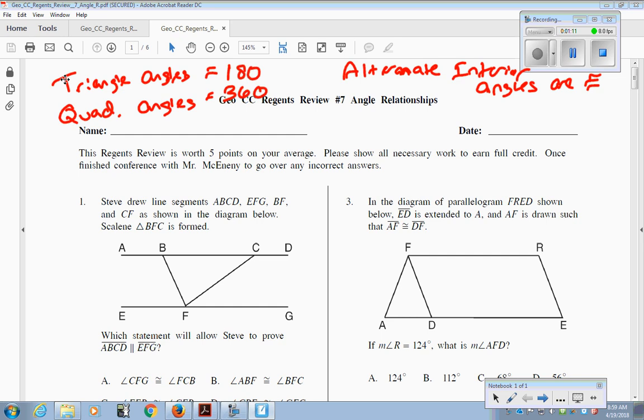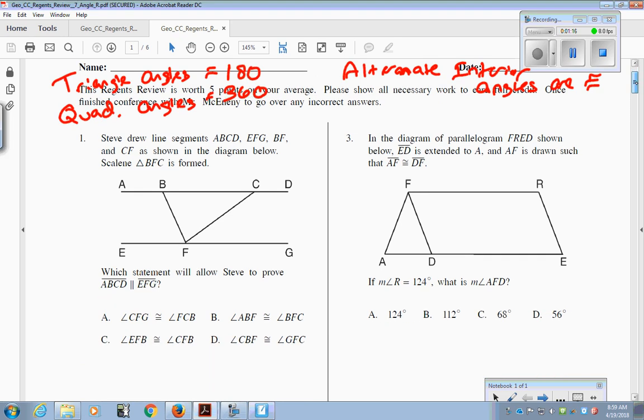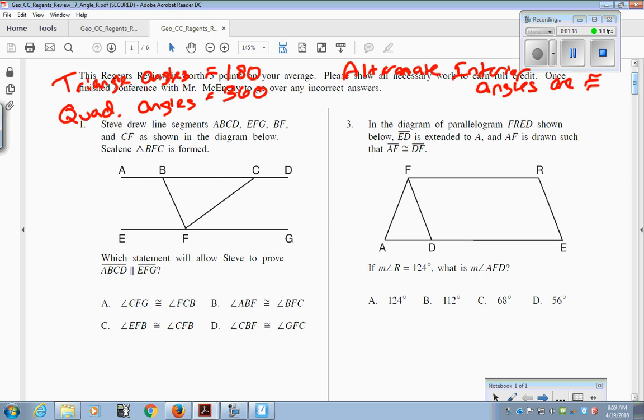So we're going to take a look at question 3 first, which is right here on the front page. They got a parallelogram, FRED, and then they have ED extended to A, and AF is drawn so that AF is congruent to DF. So first thing I'm going to do is label AF and DF as congruent.